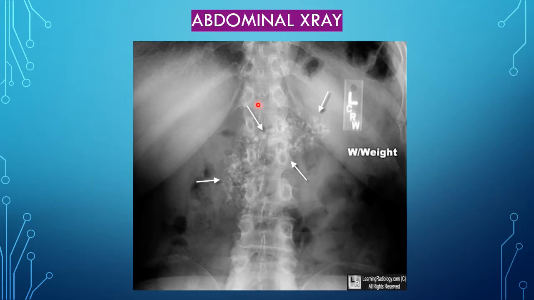This is a plain X-ray of abdomen of a patient. It shows massive or extensive calcification of the pancreas in the region of the pancreas here. This is a sign of chronic pancreatitis. So a patient with classical symptoms and a plain X-ray, these calcifications are almost diagnostic of chronic pancreatitis.